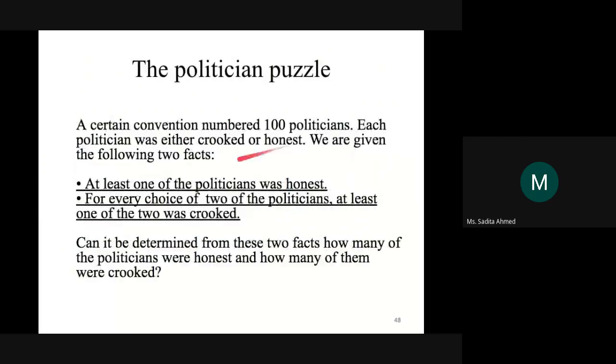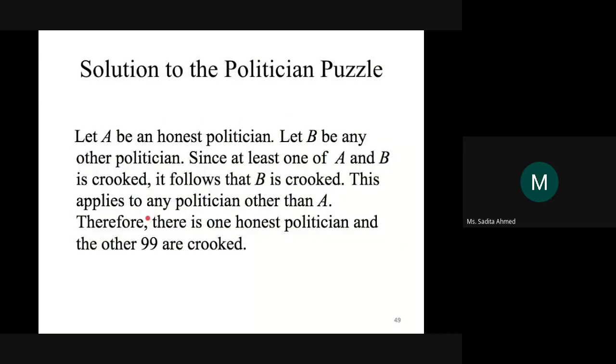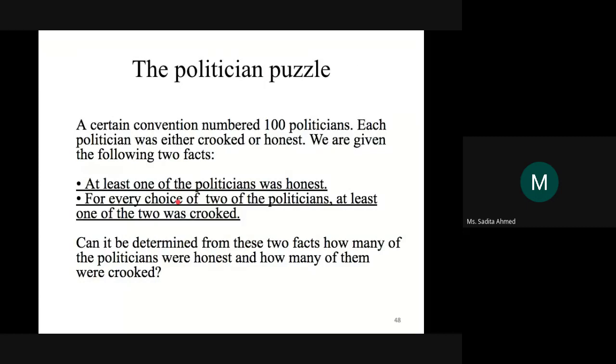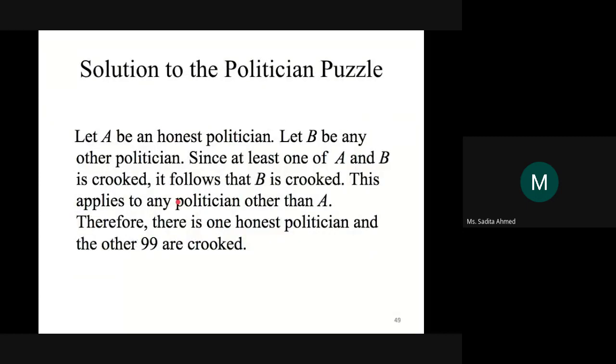However, the second statement says that at least one will be crooked. Now, since A is an honest politician and at least one of the two has to be crooked, then B must be crooked. B will always be crooked. Whichever politician you pick, B will always be crooked. And when will that be true? When will this happen? Only if the other 99 are crooked, all right?